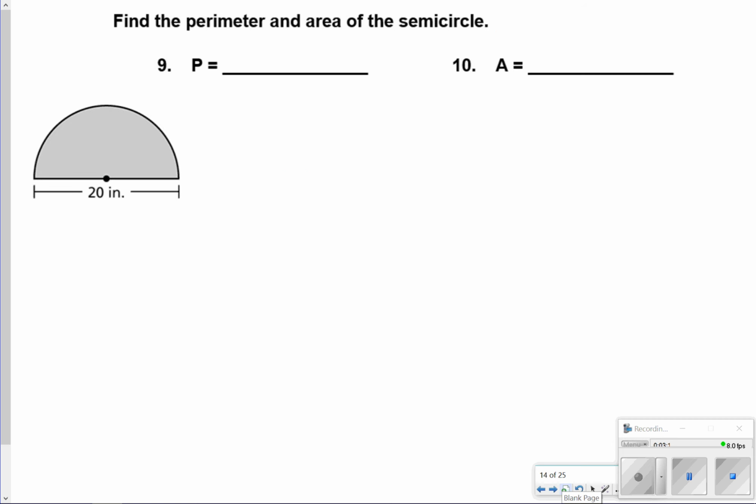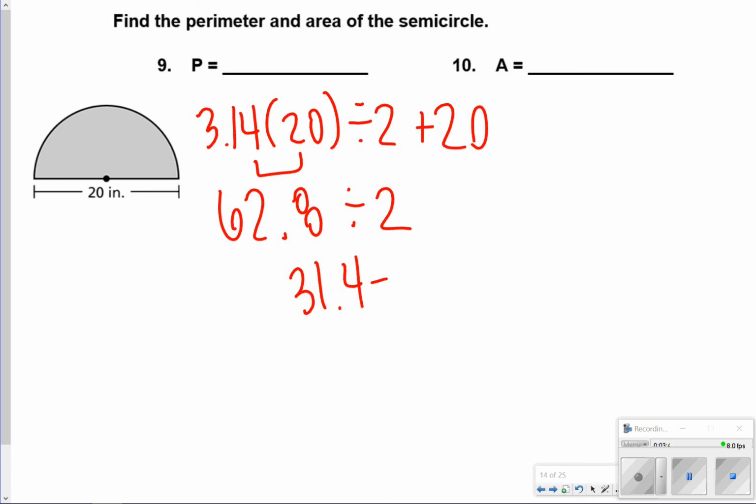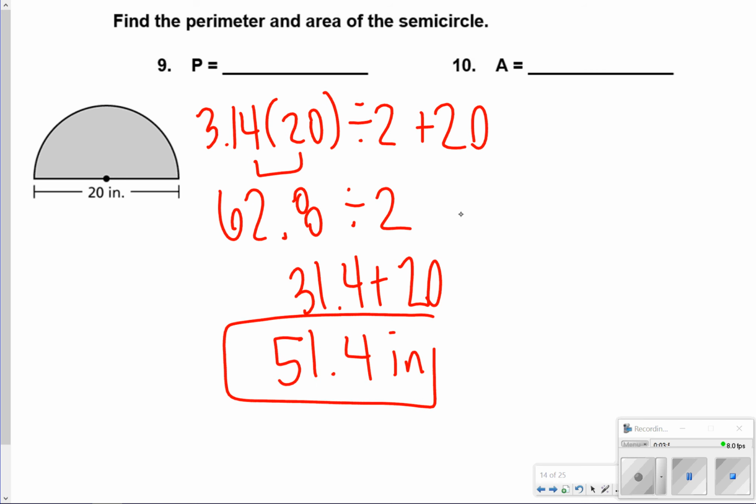Numbers 9 and 10, you're finding the perimeter and area of the semicircle. Remember, to find the perimeter, which is basically circumference, you're going to do pi times the diameter, and then divide it by 2, and then add back the diameter. Okay? If I did pi times diameter, that's going to give me 62.8. Yep, 62.8. And then divide that by 2 is 31.4. And then add 20. You're going to get 51.4 inches.